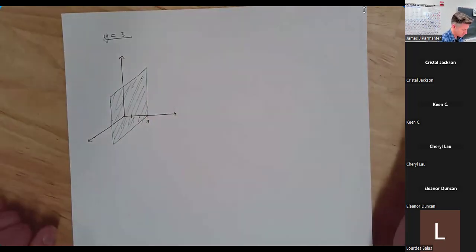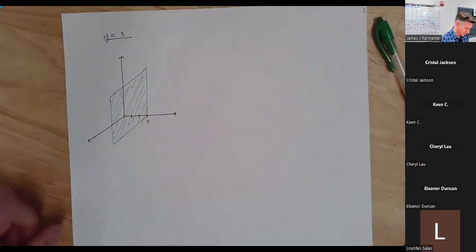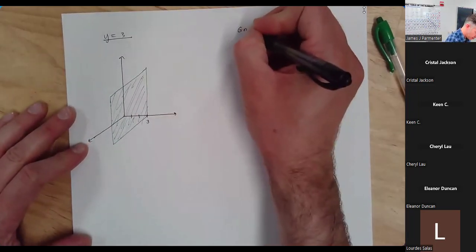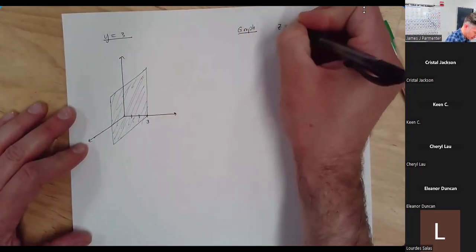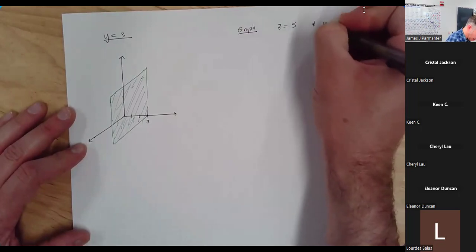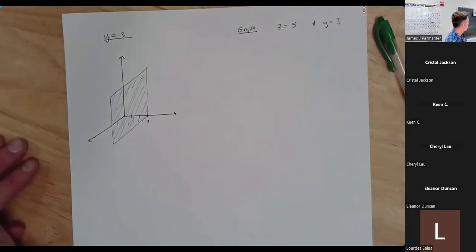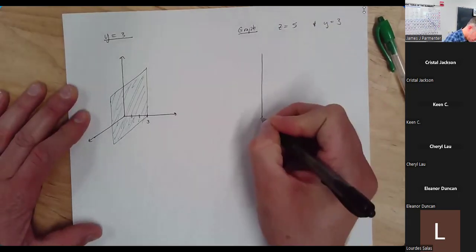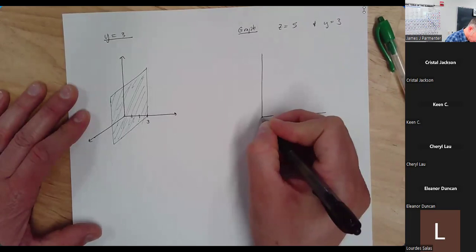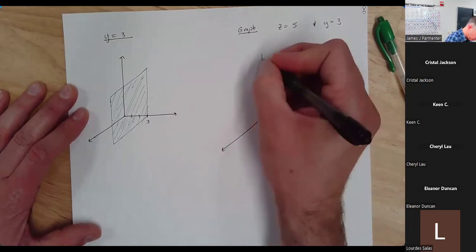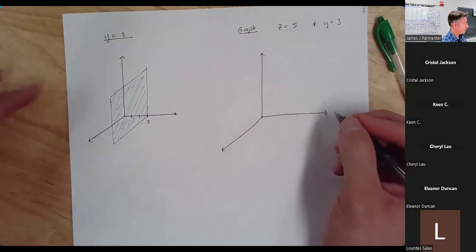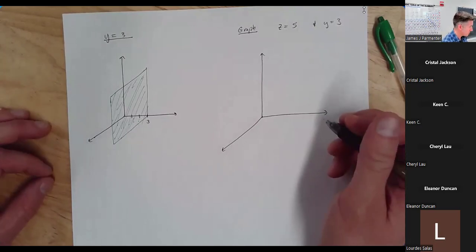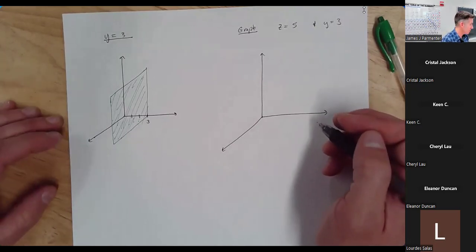And then if we were being asked to graph something like z equal to 5 and y equal to 3, well, then we would graph both planes and then see where they intersect with each other. So if we graph that, you'll notice a lot of our graphing, not all of it, but a lot of it, does take place in the first octant because it's the easiest for us to deal with a lot of the time.